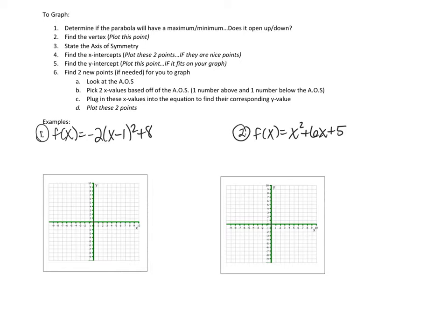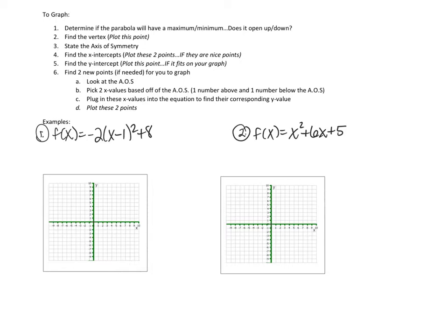Okay, so we've listed out some steps here, but pretty much what we're going to do is find all the elements that we did before, and then we're going to plot those points using that axis of symmetry to verify that it reflects, right? So let's look at our first example. We're going to do one in vertex form and one in standard form.